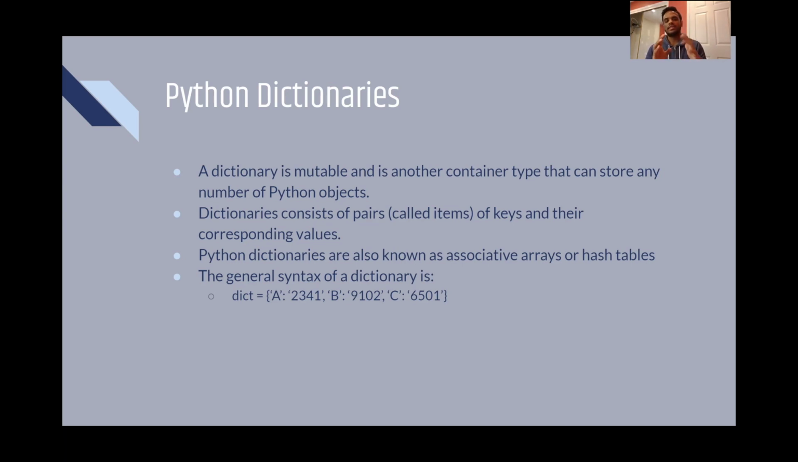And dictionaries consist of pairs, called items, of keys and their corresponding values, right? So if you open up a dictionary, let's say you open up just a basic dictionary for an English class.